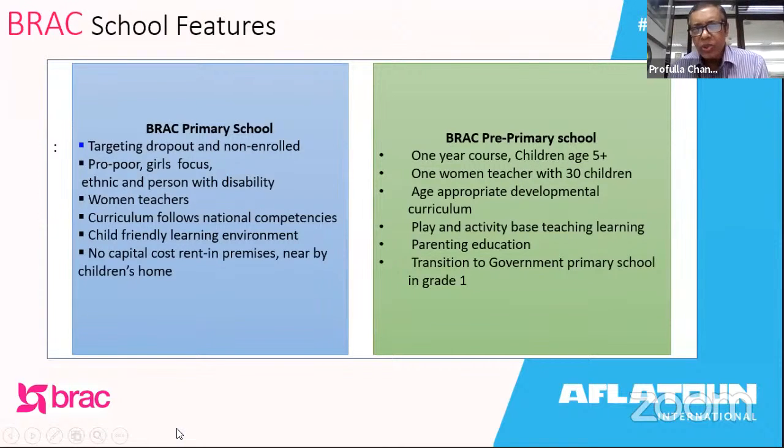BRAC pre-primary school is a one-year course. Children are aged 5+, with one woman teacher for 30 children. The curriculum is age appropriate and developmentally appropriate, with a play and activity based teaching and learning process. We have parenting education for the parents, and these children transit to government primary school in grade 1 after completing the one-year course. These children cannot enroll in BRAC's own primary school. There is a memorandum with the Ministry of Primary and Mass Education in our country.